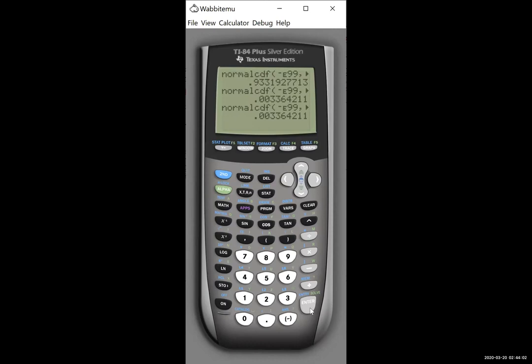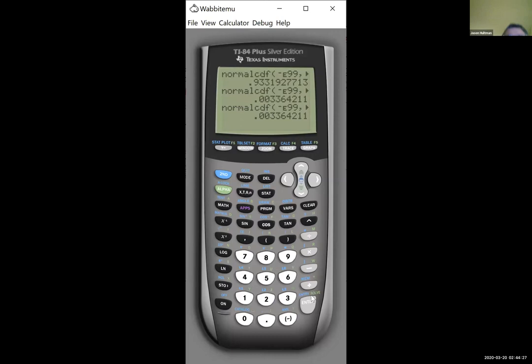Is it always going to be 0 and 1 for the mean and the standard deviation? If it says Z, yes. If it says X, no. If it says Z, it will always be 0, 1 because the Z score is based on 0, 1. That's what a Z score is. You're standardizing your values.